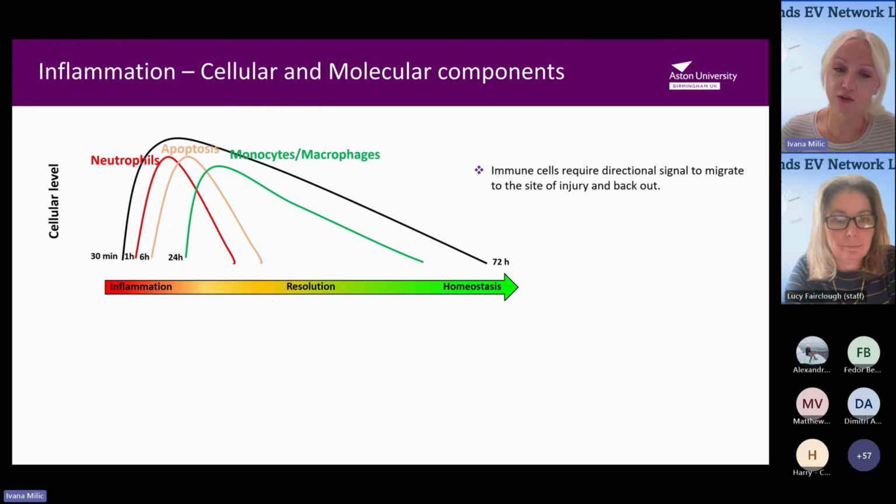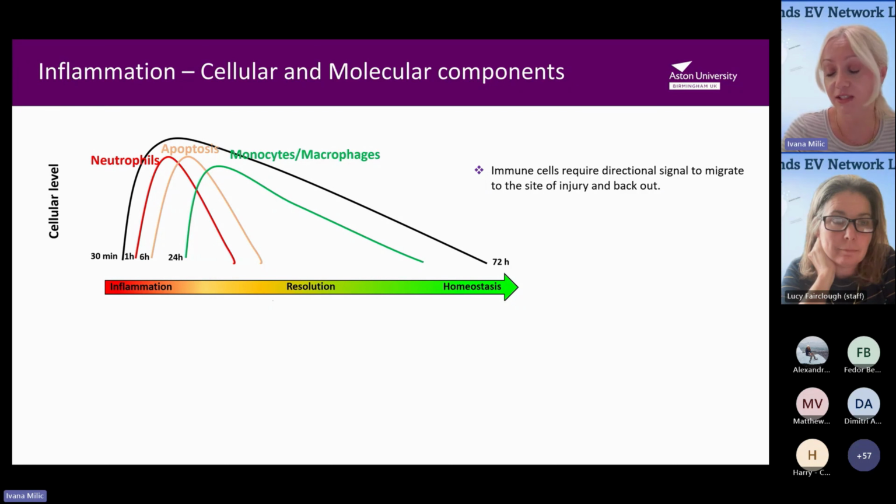So if we look at the whole time frame of inflammation from the point of its onset to the tissue regaining its homeostasis, you can appreciate that this whole process is actually driven by the timely infiltration of different types of immune cells to the site of the tissue damage. But these cells need very specific signals to be able to know when to migrate in and when to back out from the inflamed tissues.